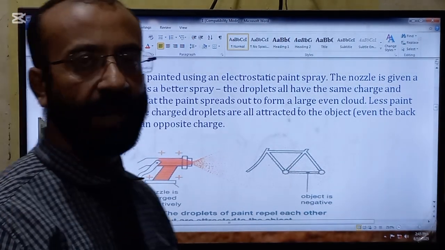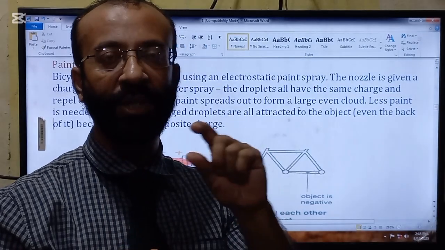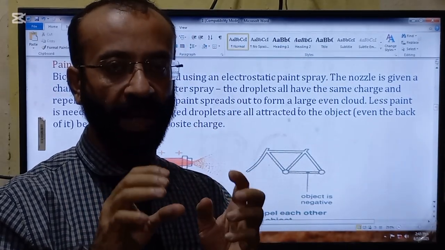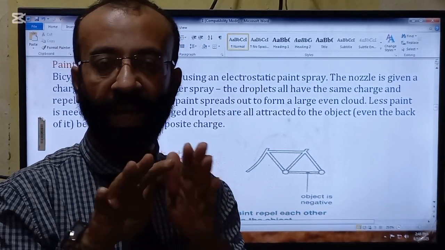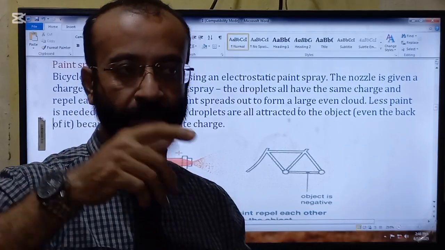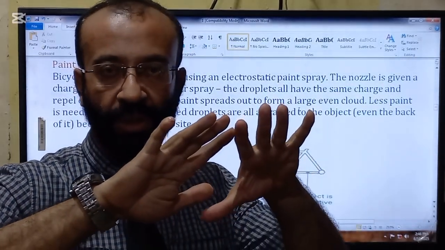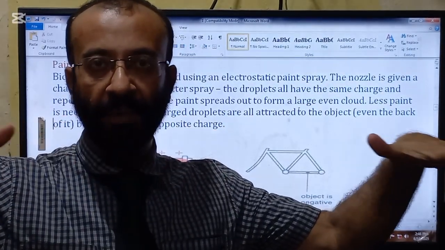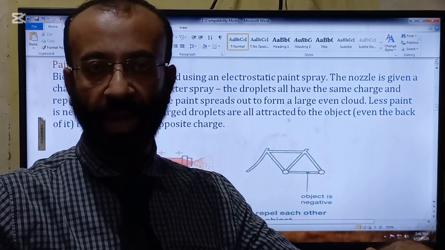So the same technique is used here. The nozzle of the spray machine is given a positive charge, so the paint droplets get positively charged. Because of the same charge, they repel each other when they are dropped onto the object to be painted, so the droplets repel each other and make an even film, an even layer, on the object.